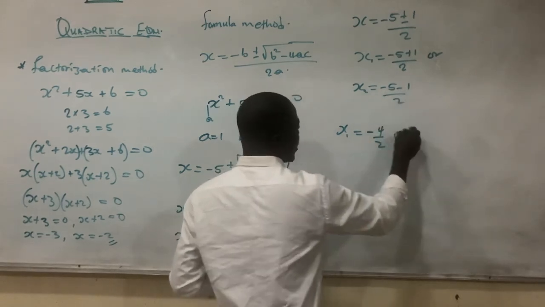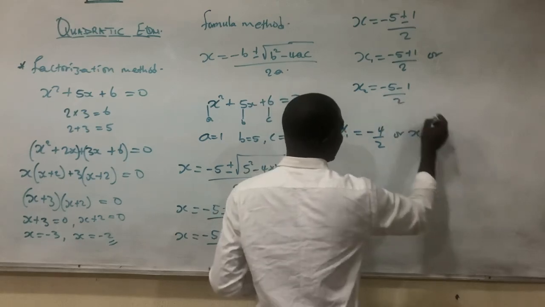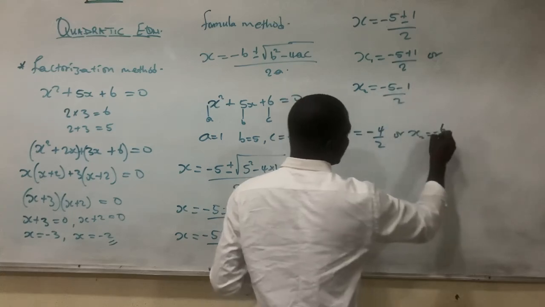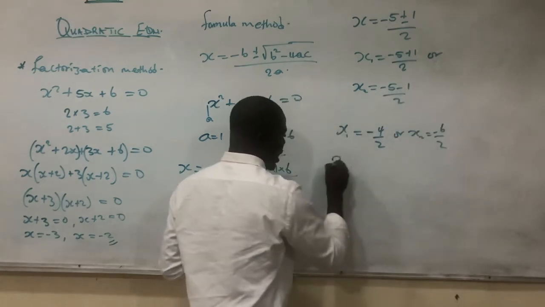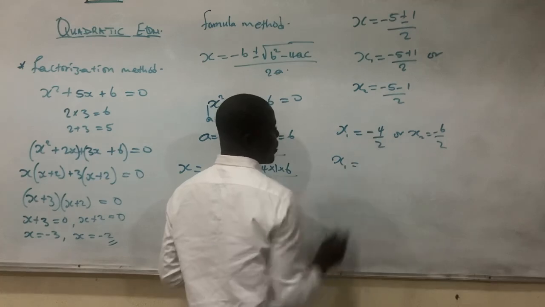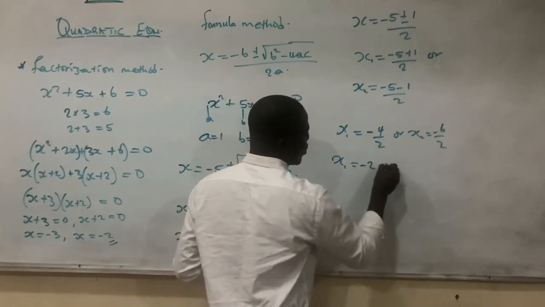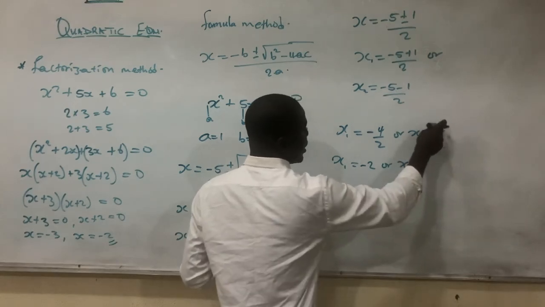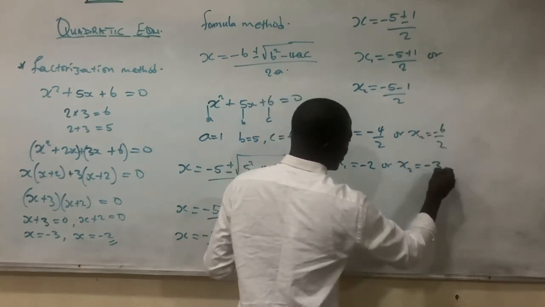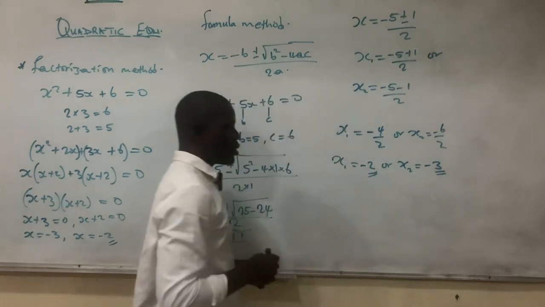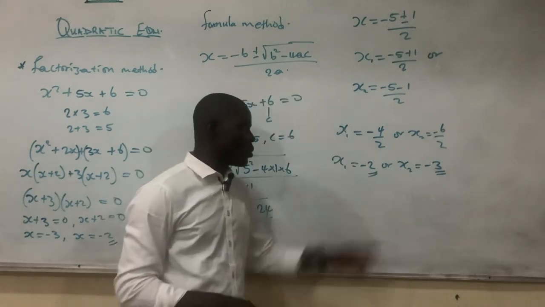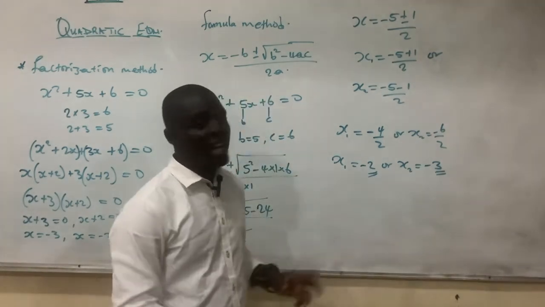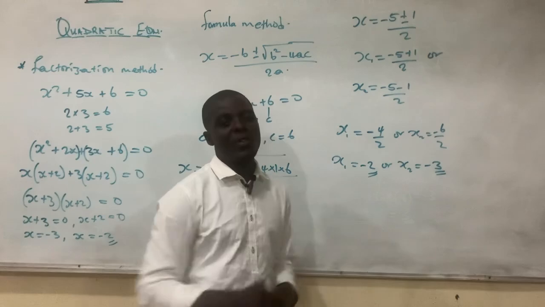Or the second one, which is x2, will give us minus 5 minus 6, which is minus 6 over 2. So our x1 will give us minus 4 divided by 2, which is minus 2. Or x2 is equal to minus 6 divided by 2, which will give us minus 3. So we have x1 to be minus 2 or x2 to be minus 3. That is the easiest way. That is why the formula method is very, very sweet.